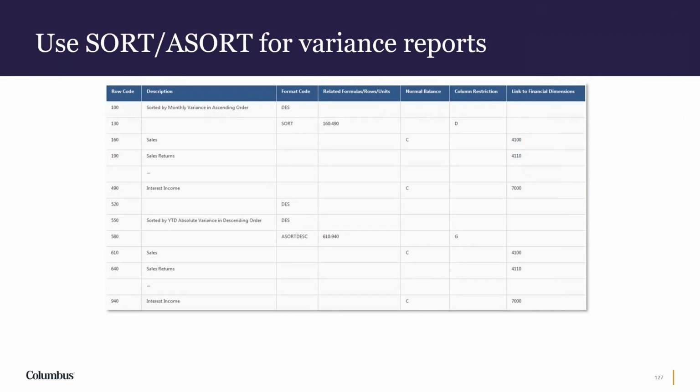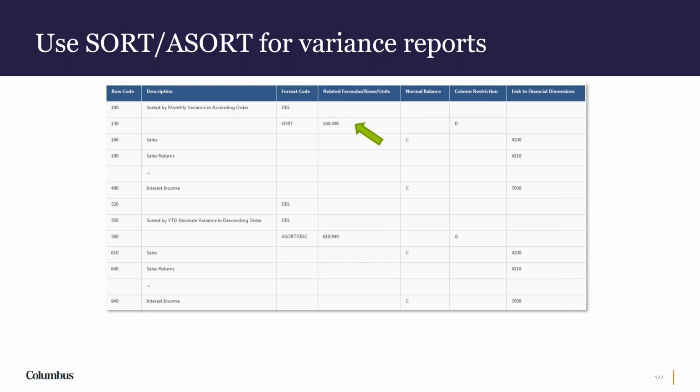Here we're going to talk about using the format code on a row definition to automatically sort, or ASORT, rows for variance reporting. So say you want to see a list of expenses sorted from high to low or low to high. You don't want to have to come into the row definition and manually change the order of the accounts listed on the page. But by using the ASORT function format code, we can make the report do the work for us.